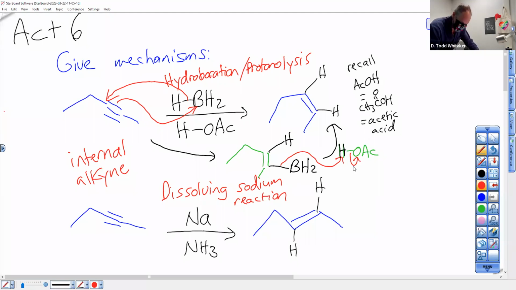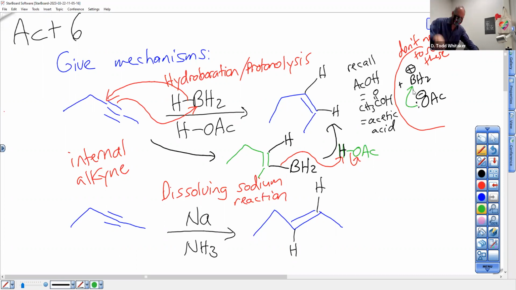You're curious about the other two things? BH2 cation, OAc anion. They will probably combine, but it's a side reaction. I don't care. I don't need to see them, okay? Side products. And you don't need to see that they probably come back together and make a bond. It's okay.